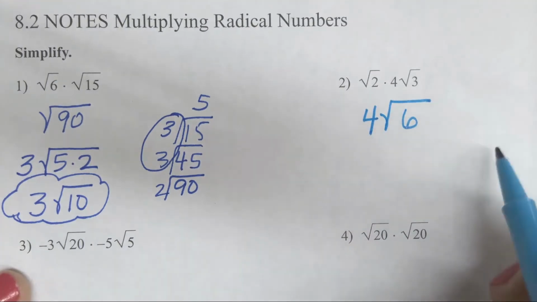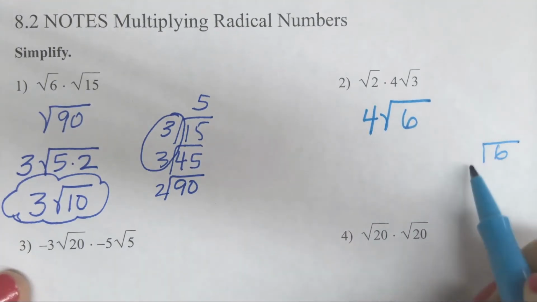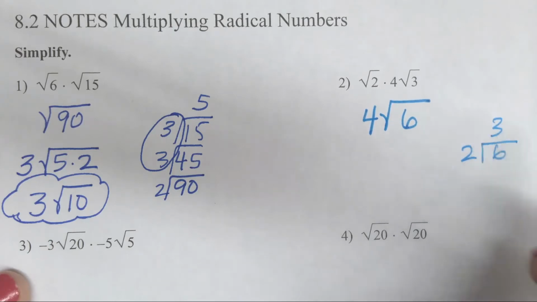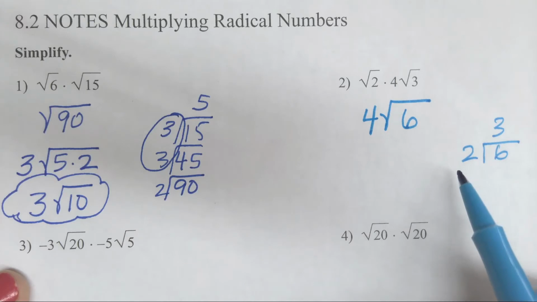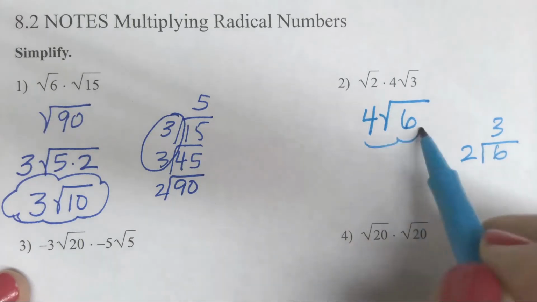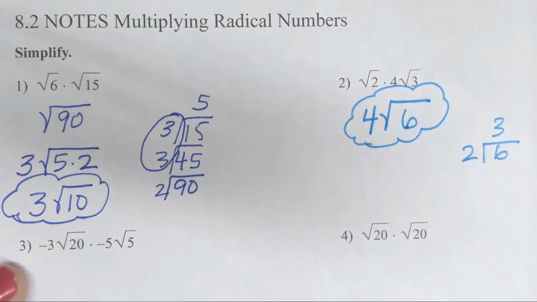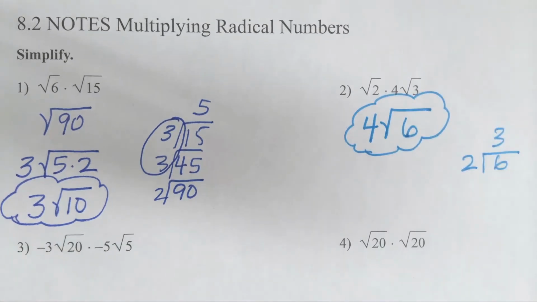And then when I do my repeated division on 6, I start with 2, I get 3. Notice I don't have any pairs. Because there are no pairs, this ends up being the simplest form. That was an easy one, not so bad. The radical part ended up being in simplest form even after I multiplied it.